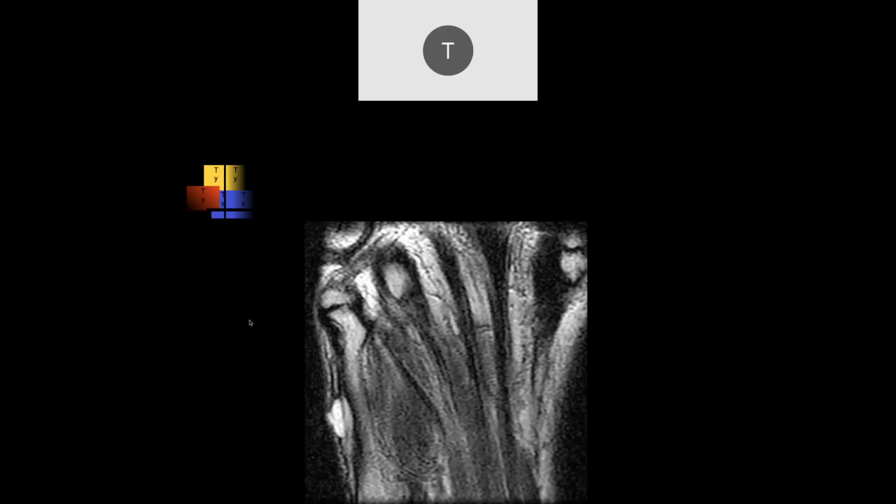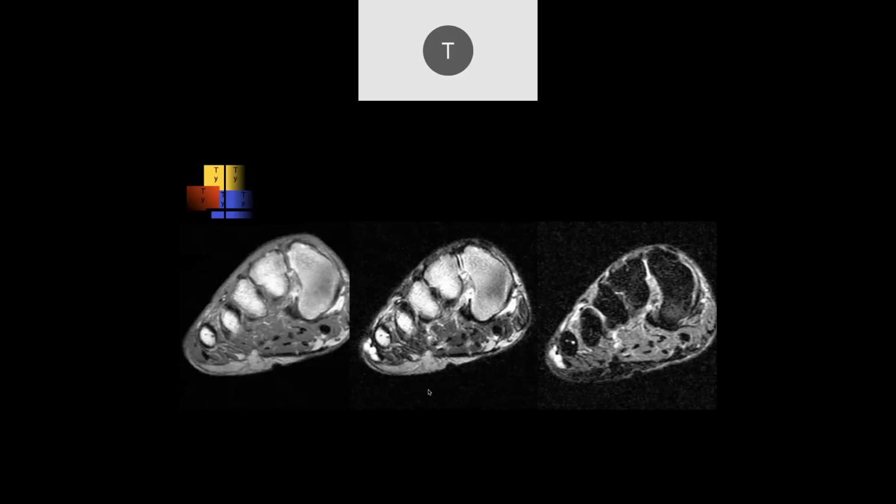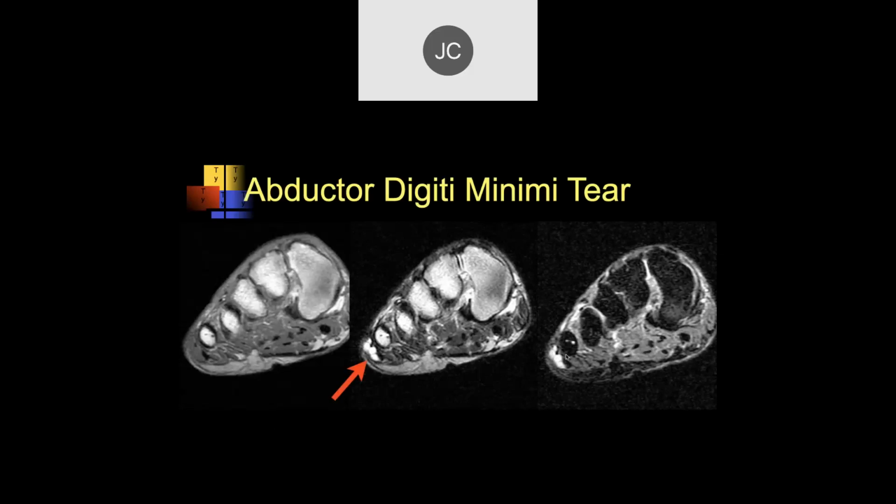All right. So see this focus of increased signal. Is this potentially an edematous os peroneum? Well, this is the fifth metatarsal. Remember the peroneus brevis tendon attaches to the base, so we're not in the area where you have peroneal tendons anymore. So we're talking about a different tendon here, lateral to the fifth. Here we can see fluid in this location, and this was a tear of the abductor digiti minimi tendon.